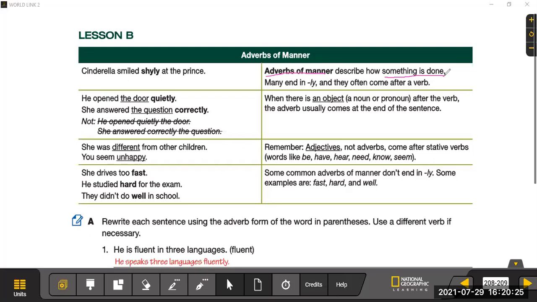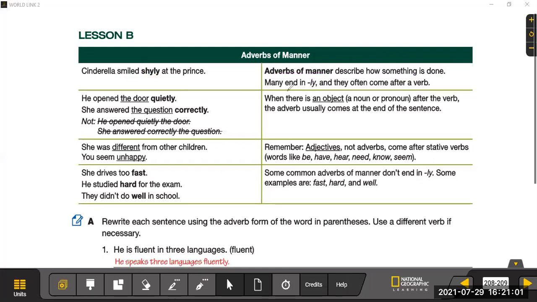In the regular adverbs of manner, most of them end in ly. So you just have to add ly to an adjective, right? They often go after the verb, okay? So we have first the verb and then we have the adverb of manner.